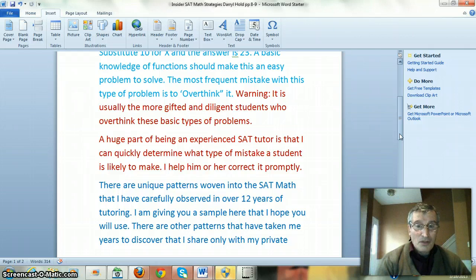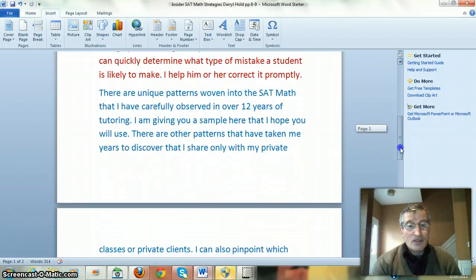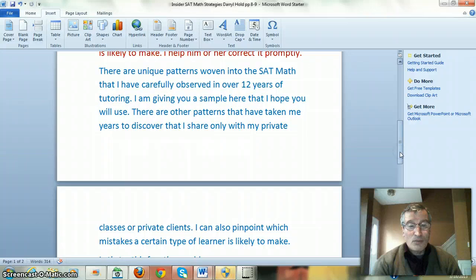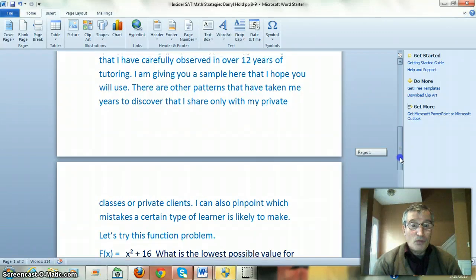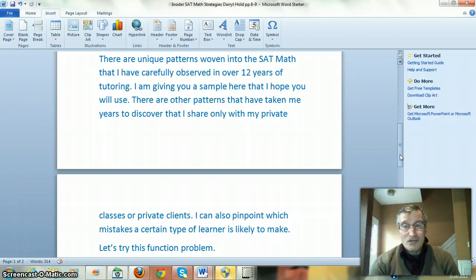Now, there are other patterns, more intricate, more secretive, if you will. They've taken me years to discover, and I only share these with my private classes and private clients, which is the right thing to do, because they've made a commitment, and I make one to them. I can also pinpoint which mistakes a certain type of learner is likely to make. So what does this have to do with the functions? A lot. I'm trying to help you pinpoint some general things that I've run across here.